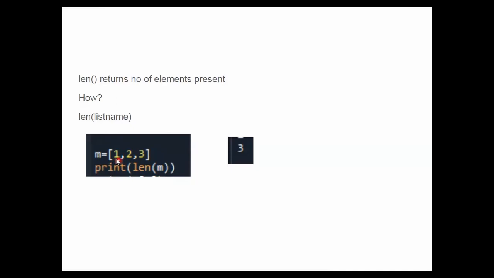So to find the length of the list, we are going to use the length function, which is useful for accessing the individual elements of the list. Here, if m is equal to [1, 2, 3], which is a list containing elements 1, 2, 3, what is the total length of the list? How many elements are present here? Three elements are present.